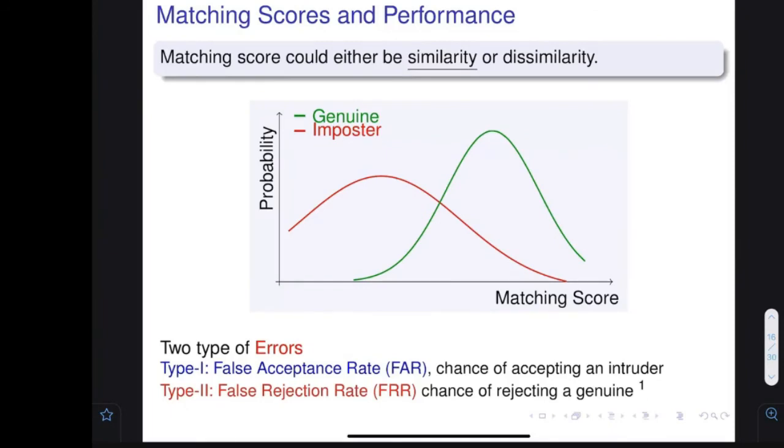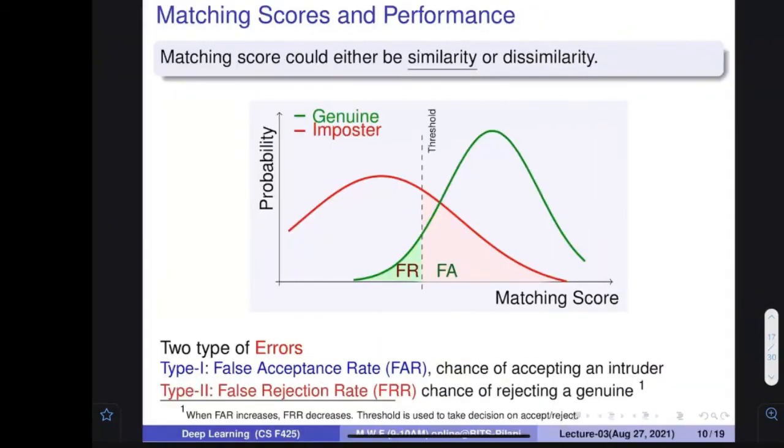Let's assume this is the histogram, where this is the genuine scores and this is the imposter scores. How can I decide, when two images are matched, whether they are the same or not? I have to decide based on a threshold. I have to draw a threshold, and if the score is greater than this, I say that they are the same. If the score is less than this, I say that they are of different persons.